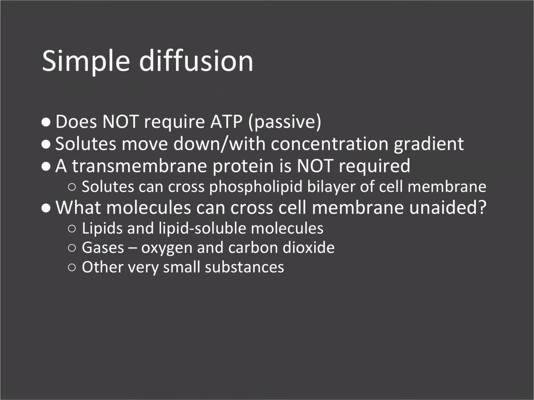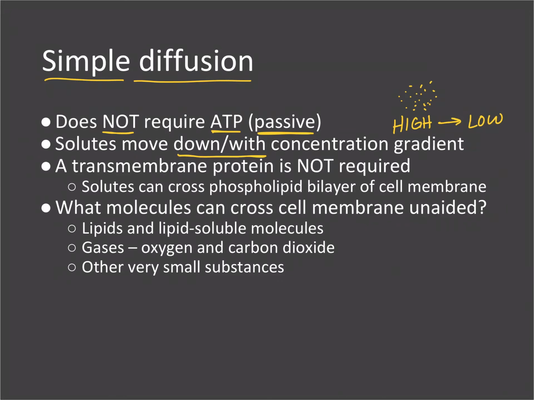The first type of membrane transport that we're going to talk about is simple diffusion. And simple diffusion does not require ATP, so remember that this is a passive process. And the solutes are going to move down or with the concentration gradient. So remember that this means that the solutes are going to move from an area of high concentration to an area of low concentration. So if we have a high concentration area here, those substances are going to start moving towards the lower concentration area.